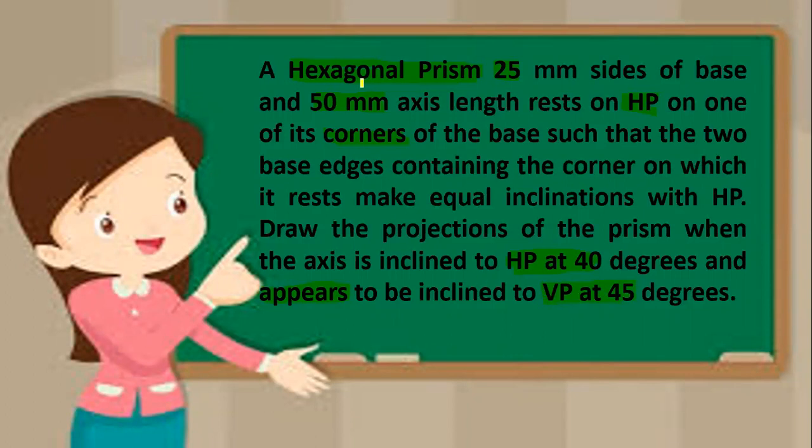So the solid figure is a hexagonal prism and the side is equal to 25 mm. Height of the prism is equal to 50 mm and in the first position it is resting on HP. Second position will be inclination with respect to HP and the third position will be inclination with respect to VP. Resting on corner and it appears to be inclined to VP. Whenever the word appears comes in the problem, the beta angle is already given.